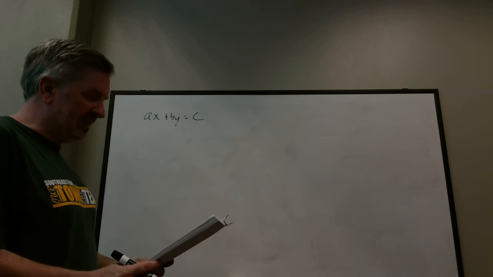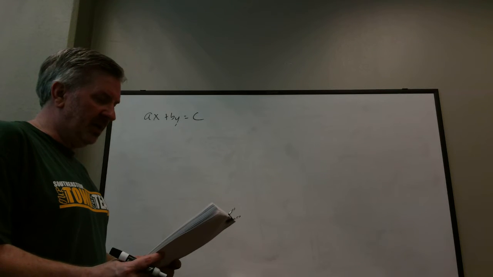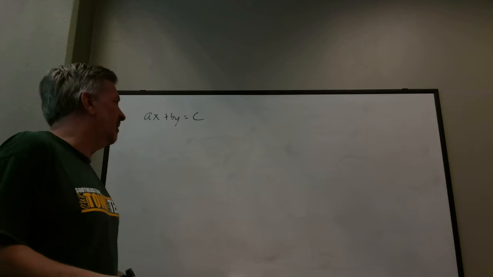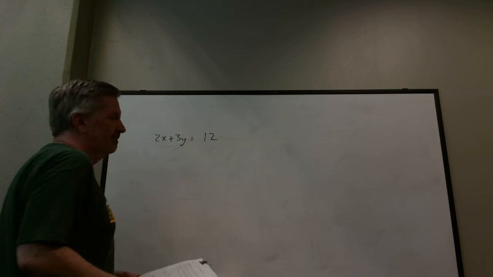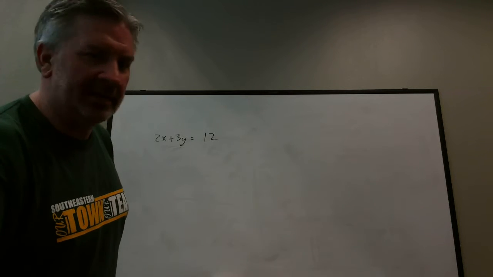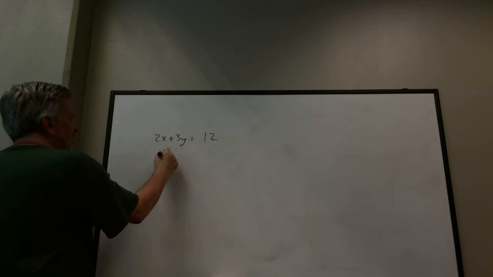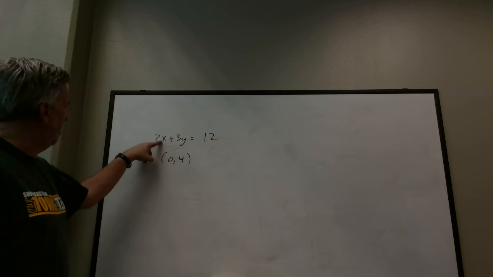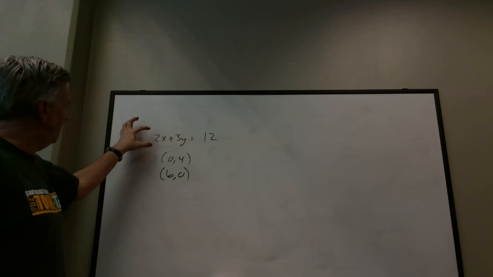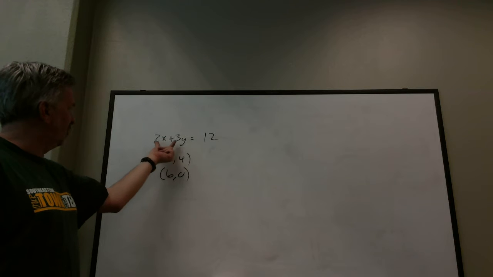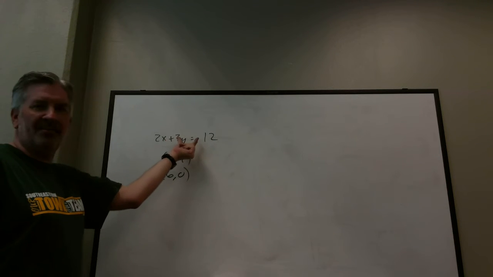A solution to a system is an ordered pair that satisfies each equation in the system. So an ordered pair would be, say, x, y. Let me give a specific example. If I had 2x plus 3y equals 12, and again there'd be others, what's a solution to this? 0, 4 is a solution, because when x is 0 and y is 4, you get 0 plus 12 is 12. Or 6, 0, because that'd be 12 plus 0 is 12. So a solution is when you plug in for x and y, it makes the equation true.